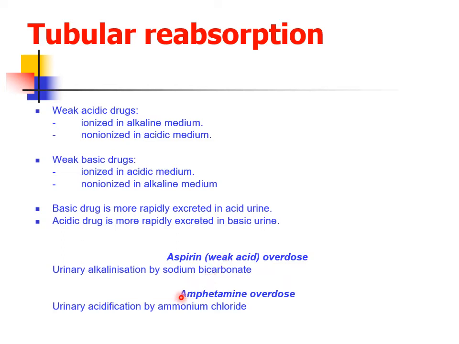For amphetamine overdose, urinary acidification by ammonium chloride. Again, why? Amphetamine will be ionized in acidic medium because it is a basic drug. It will not be reabsorbed, and it will be excreted in the urine.